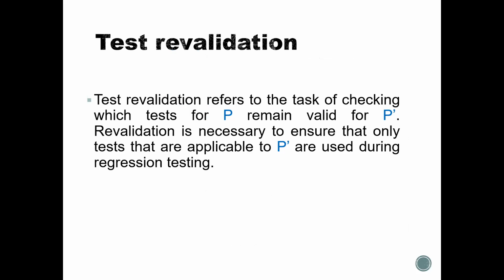So let's see first what test revalidation is. Like I told you, test revalidation refers to the task of checking which tests for P are valid for this modified P dash. The main objective of this revalidation is to ensure that only the tests that are applicable to P dash are used during regression testing.